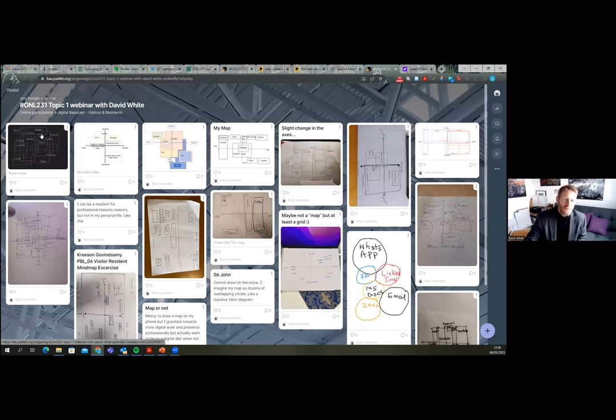Special mention for the white on black map there. I like that. Okay, brilliant. Thanks for engaging with that. Obviously, that Padlet is just there now for you to have a look.